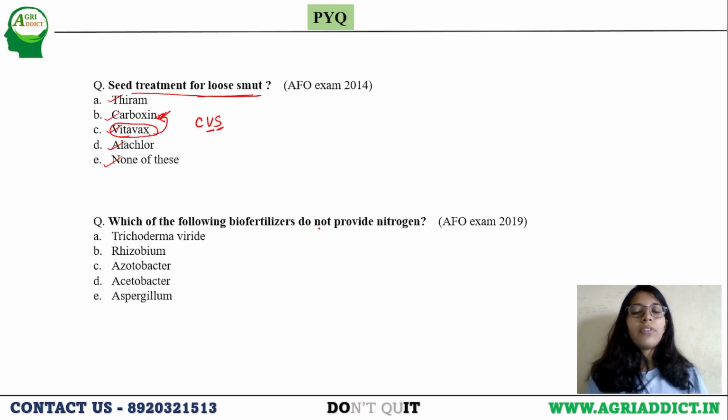Which of the following biofertilizers do not provide nitrogen? Trichoderma viride, Rhizobium, Azotobacter, Acetobacter, and Aspergillum. So, what do you think could be the answer? Obviously, Trichoderma viride. I have already mentioned this name under the biocontrol agents. See, because Rhizobium, Azotobacter, Acetobacter, Aspergillum, all these four are biofertilizers, okay, and only this one is the biocontrol agent.